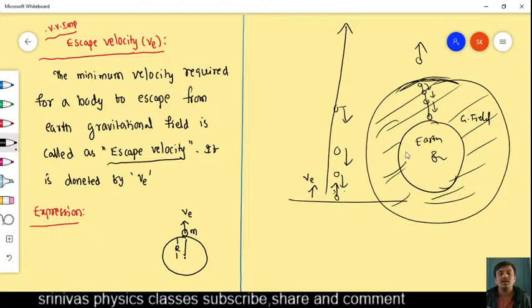That means in order to escape from the Earth's surface, with what velocity you have to throw, the minimum velocity required to escape from the Earth's gravitational field is called the escape velocity. I am going to derive the expression for the escape velocity, and then I am also going to tell with how much velocity you have to throw an object in order to escape from the Earth's gravitational field.